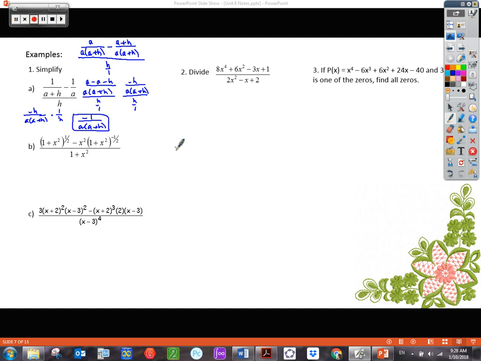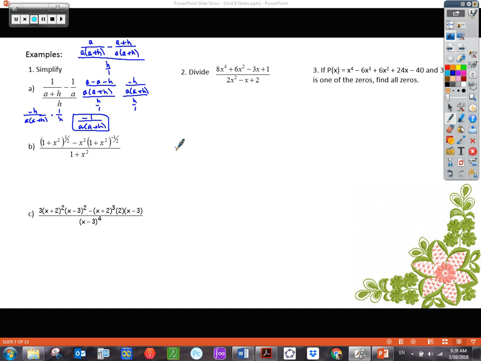Now you can leave the a times a plus h factored, or you can multiply it out. It's really your choice. They both would be equally simplified, so it's up to you. I typically would leave it. I don't want to do extra steps if it's not required, and it's just as simplified in that form. Okay, so that's our very first one. Are we okay with that one?